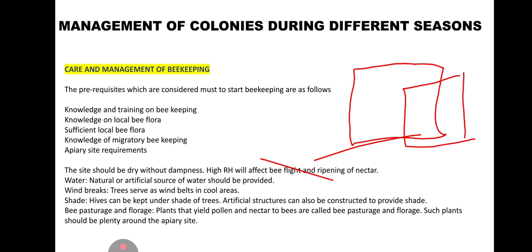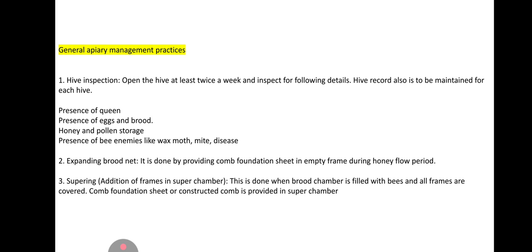The plants that yield pollen and nectar to bees are called bee pasturage and floraage. Such plants should be plenty around the apiary site, means plenty of flora is always maintained near the apiary site.